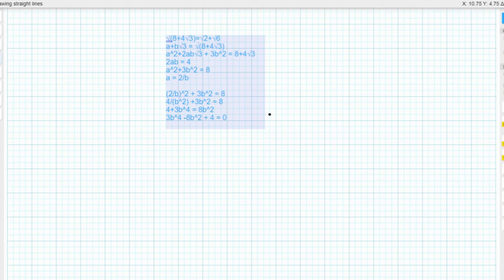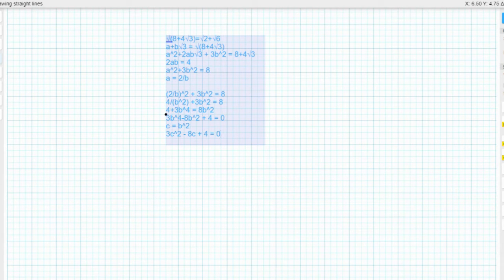Generally I would directly factor this, but I'm not going to do it this time because this doesn't look too factorable. So what I'm actually going to do is introduce a new variable called c and set it equal to b squared. Now essentially just substitute c for all instances of b you find. So now you have the equation 3c squared minus 8c plus 4 equals 0.